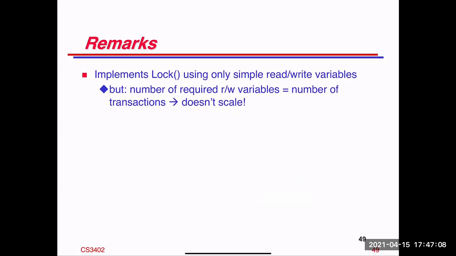So let's look at some remarks about this. From this flag protocol, we can implement write locks and read locks by using only simple read-write variables, because that's exactly what such a flag is. It's a variable that you can either set or unset. The downside is that the number of required read-write variables is exactly equal to the number of transactions, right? So if we have more than 2 transactions, we also need more flags. If you want to scale this up, then you need one variable for each participating transaction, and that doesn't really scale up if you have a lot of transactions.